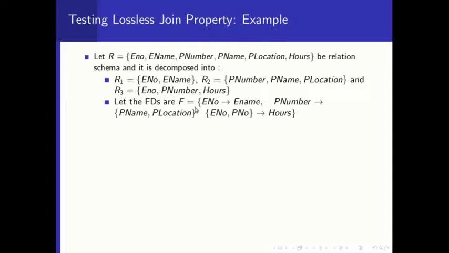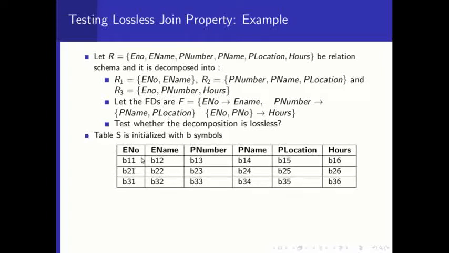What are the values to be initialized? All rows and columns will be initialized with b symbols. This is row 1: b11, b12 up to b16; row 2: b21 up to b26; and b31 onward for row 3. The 3 rows correspond to the 3 decomposed relations' attributes.